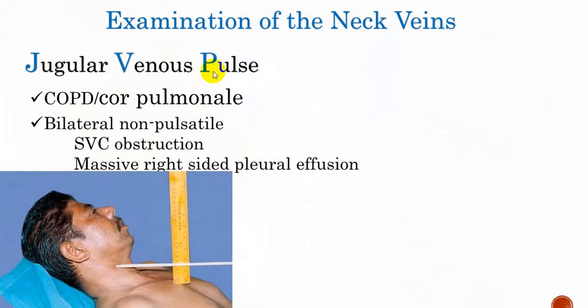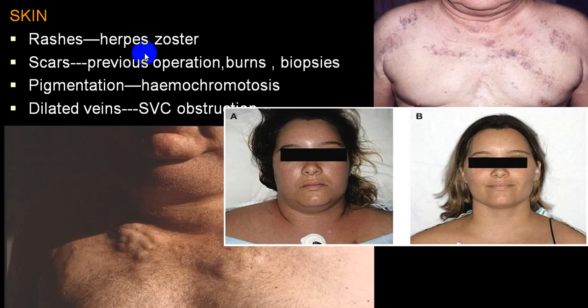JVP we will be discussing separately. So also, as part of general examination, you should mention JVP. Then regarding skin, you can see here the dilated veins over the upper part of the chest. This is very common in superior vena cava obstruction. You can see these dilated veins. This is puffiness of face, and this is after treatment. So you should look for those dilated veins in a superior vena cava obstruction.